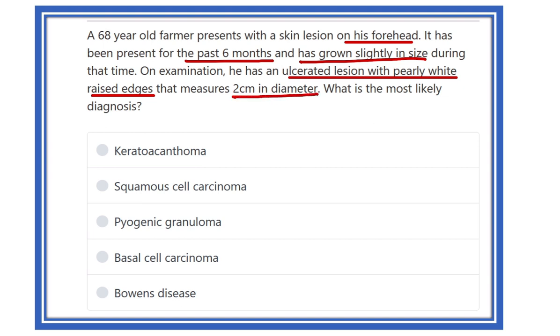What is the most likely cause? Here the options are keratoacanthoma, squamous cell carcinoma, pyogenic granuloma, basal cell carcinoma, and Bowen disease.